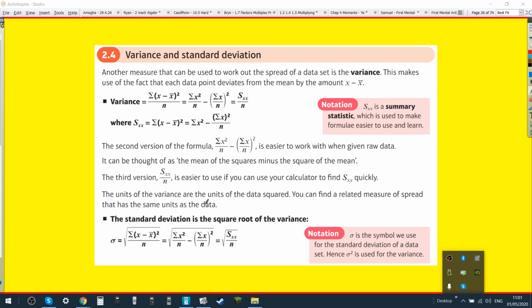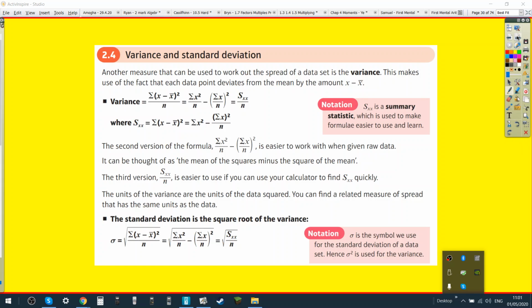Standard deviation is the square root of the variance, and they give you these formulae to find it. It's basically the mean of the squares minus the square of the mean. So you would square all the numbers and find the mean of that, and then you would take away whatever the average is squared. That gives you variance, and then you square root that to get the standard deviation.